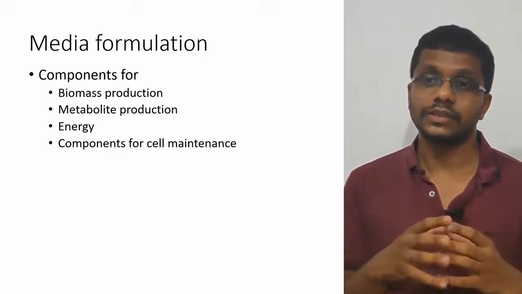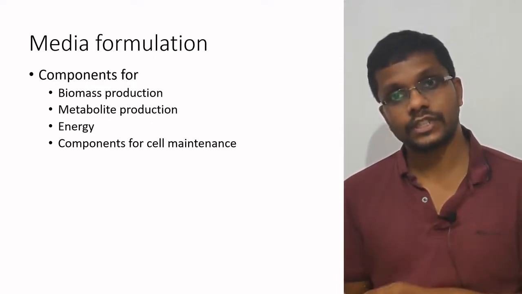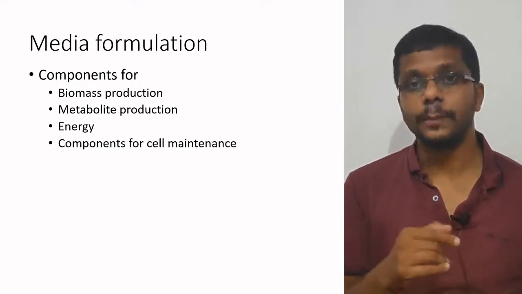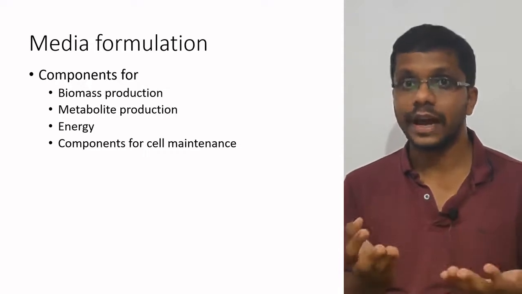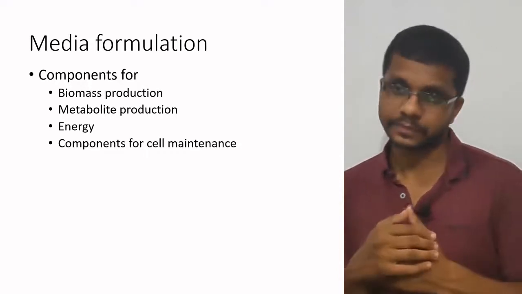Secondly, it should have the components for metabolite production. When we are using this fermentation for primary metabolite production or secondary metabolite production, the media should have the components to support the metabolite production. In some cases, the media should have the precursors for the secondary metabolites so that the production will be easy.